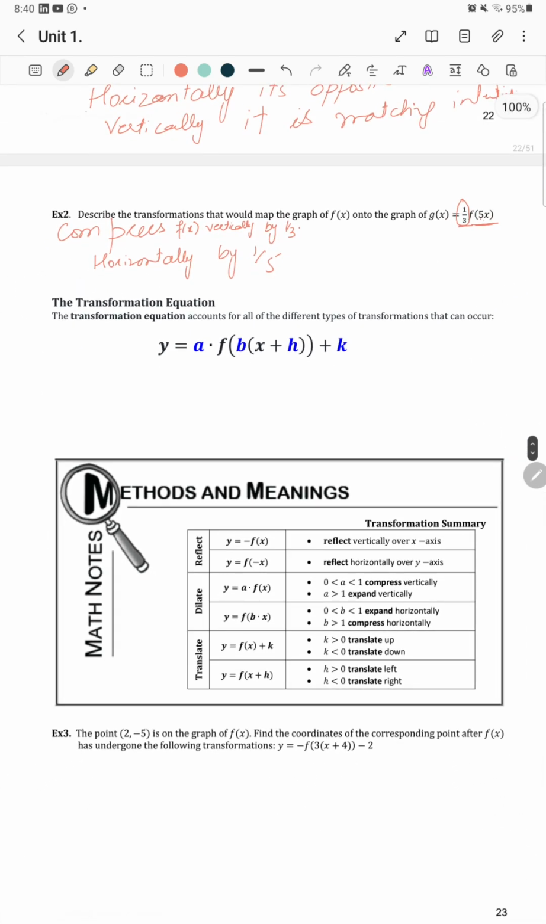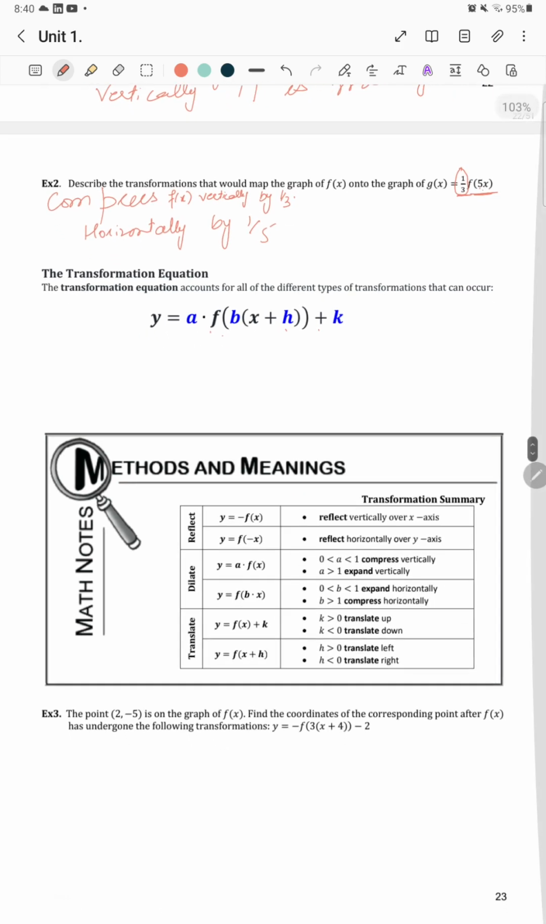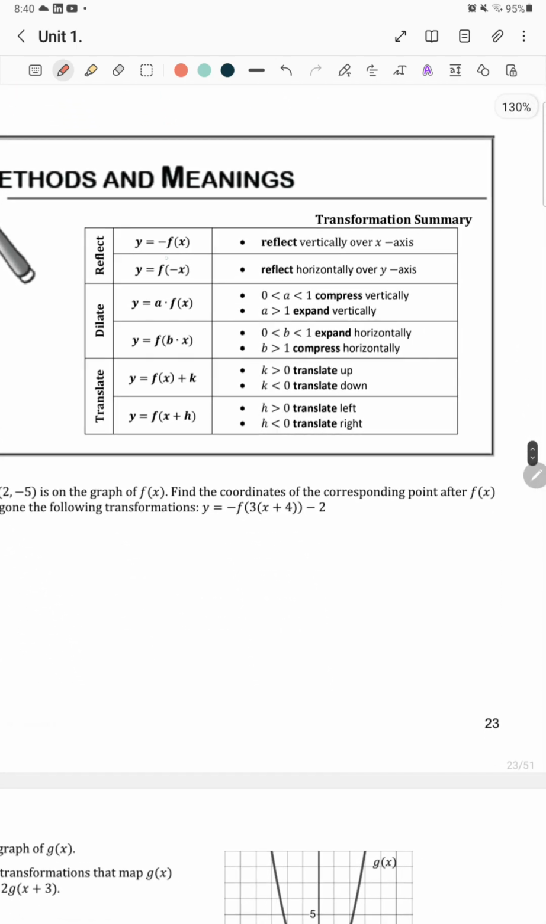The transformation equation accounts for all three different types of transformations that can occur. y is equal to a f of b x plus h plus k. If you need to reflect, y is equal to negative f of x reflects vertically over the x-axis. If it is f of negative x, it reflects horizontally over the y-axis. So if this is a graph and we reflect vertically over the x-axis, negative f of x, it goes like this upward, or it comes like this downward.